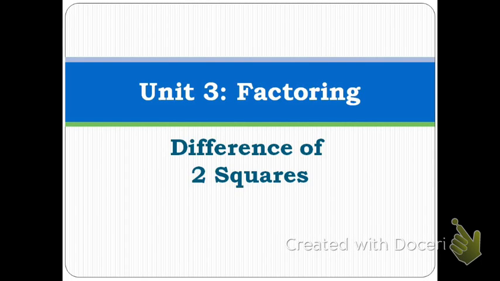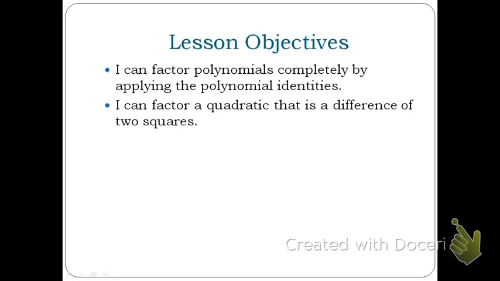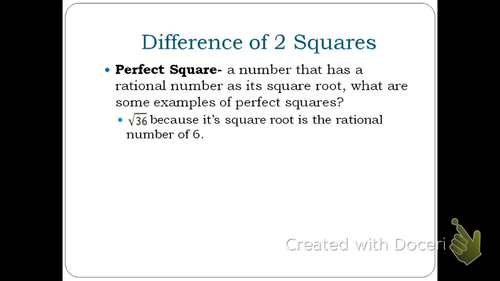Okay, so here we are on to factoring lesson 2, which is working with a difference of two squares. With this lesson, we want to factor polynomials completely. This standard says that we're going to apply the polynomial identities, and we're going to ultimately factor a quadratic polynomial using a difference of two squares. So first we need to know what a perfect square is, and that would be a number that has a rational number as its square root.